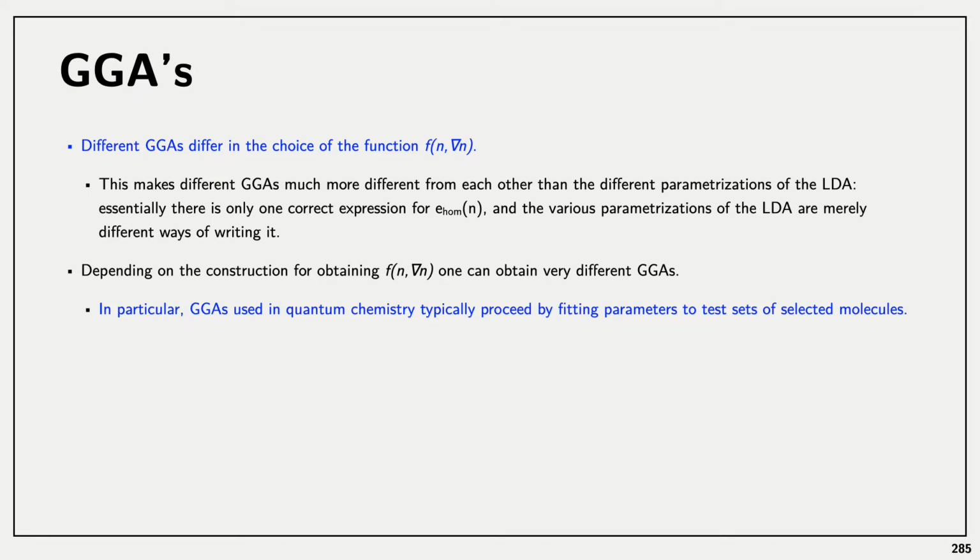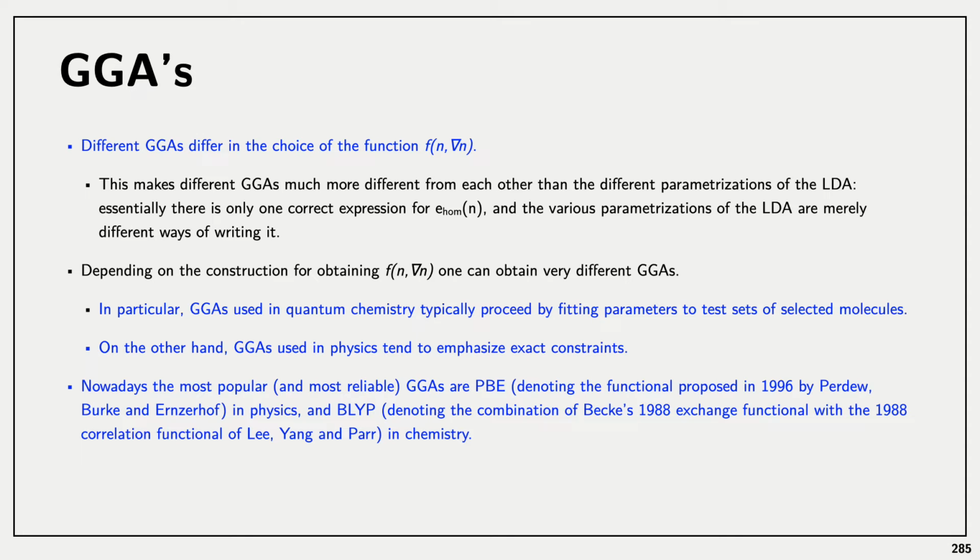On the other side, solid-state physicists and physicists in general, instead of using sets of selected molecules to train, emphasize exact constraints rooted in quantum mechanics. Both types of GGAs in general yield very similar results. Maybe there is a little bit more emphasis on the chemist GGA on the bond length and that kind of thing. But they yield very similar results. So many GGAs have been developed over the years.